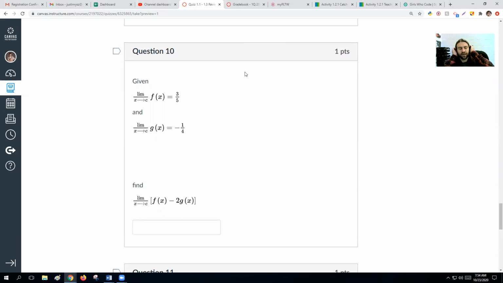Okay, this problem here, if we have the limit of, as we go towards this number c, of f is 3/5, and if we go to the same number of g, it's -1/4, what would be the limit if we do f of x minus 2 times g? So really this is just saying, look, 3/5 minus 2 times -1/4. Okay, well, this would be what, 3/5 plus 1/2.